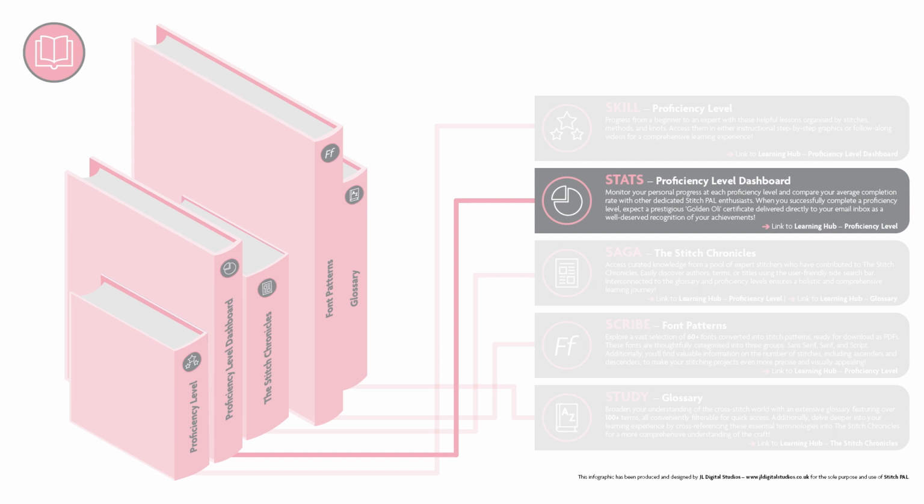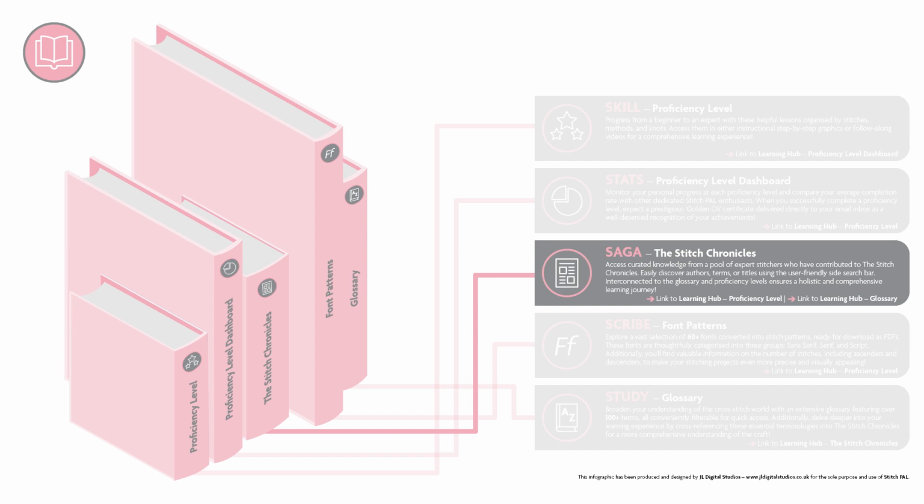Stats within Learning Hub is a powerful tool to track your progress and compare it with other users. Divided into beginner, intermediate and expert tiers, this dashboard features progress bars for different lessons. These bars display your completion status alongside the average completion rates of other users. As you complete lessons, the bars update, and upon reaching 100% completion in a level, you receive a prestigious Golden Ollie certificate via email, recognising your achievement. This dashboard not only tracks personal progress, but also showcases community achievements as more users attain the Golden Ollie.